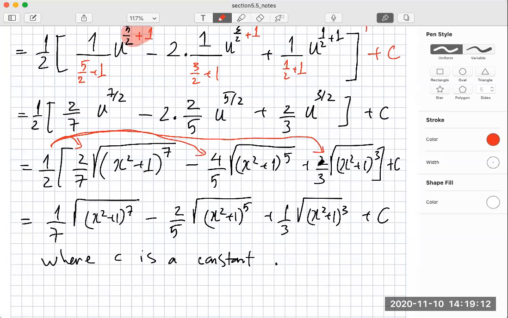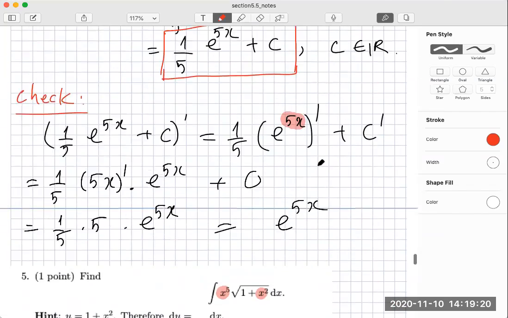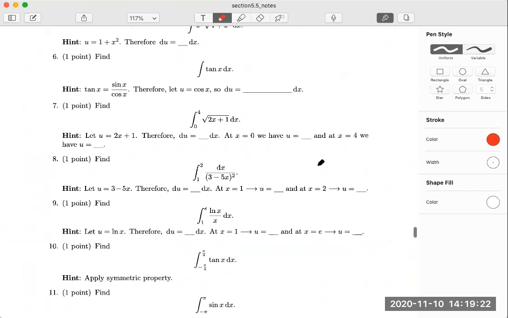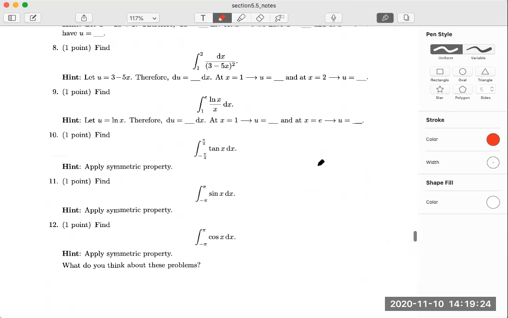Very good. So go home and follow the same steps to do these examples in the notes. And I'll see you tomorrow.